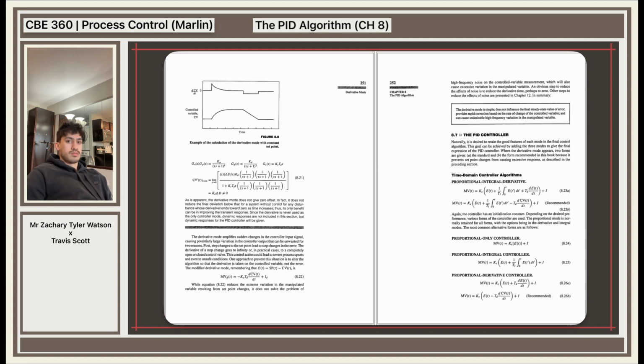We have the time domain controller algorithm. We have proportional integral derivative, proportional only controller, proportional integral controller, and proportional derivative controller. So we're given the P controller, the PI controller, the PD controller, and the PID controller. Here we have the Laplace transform.